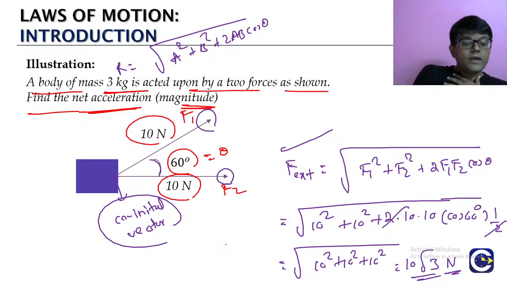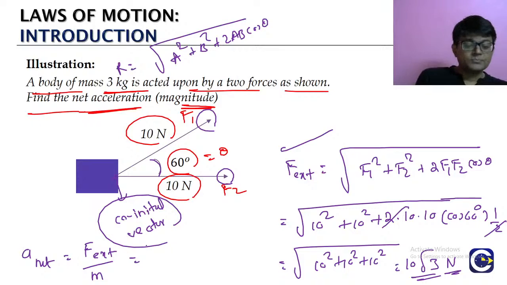Okay, guys. Now what they're asking is the net acceleration magnitude. So what will be the value? Net acceleration a net is equal to the net external force divided by the mass. Already we have it: F is equal to m into a, which means a is equal to F by m. So this net external force is 10 root 3 newtons divided by the mass of the body, 3 kg.